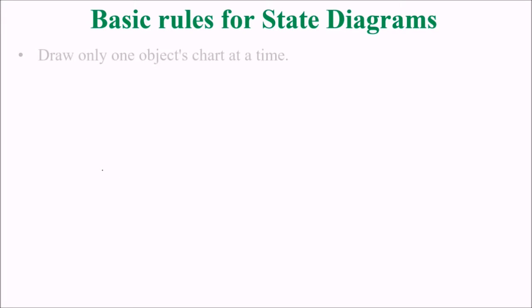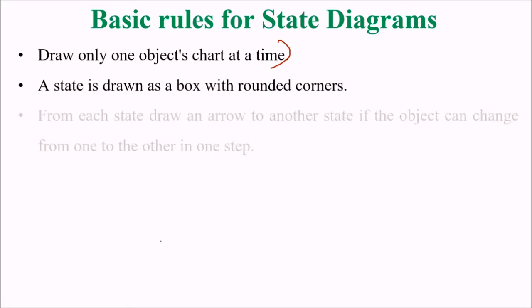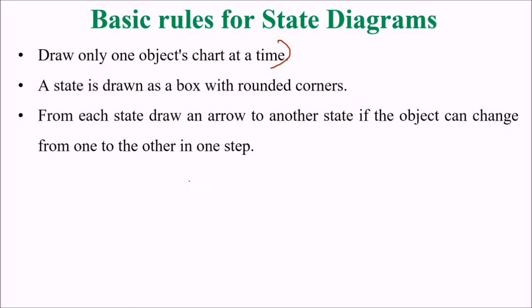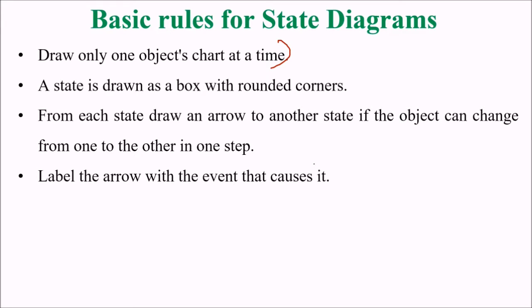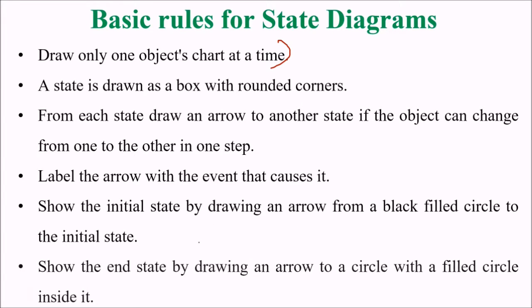So what are the basic rules for state diagrams? We draw only one object chart at a time. This is very important. A state is drawn as a box with rounded corners. For each state, we draw an arrow to another state if the object can change from one to another in one step. We label the arrow with the event that causes it, and we show the initial state by drawing an arrow from a black filled circle to the initial state. We show the end state by drawing an arrow to a circle with a filled circle inside it.